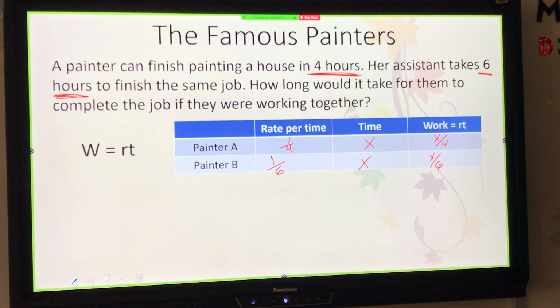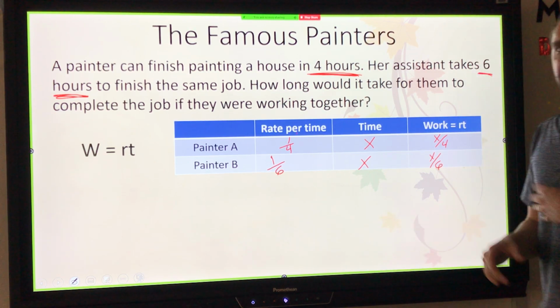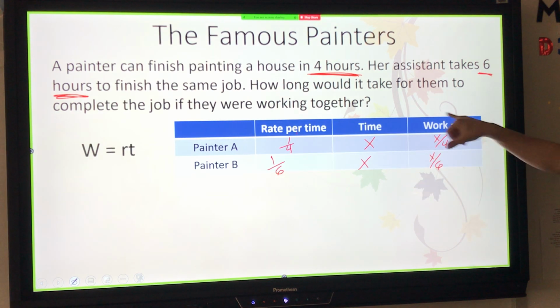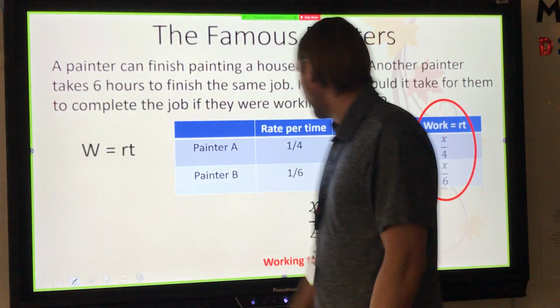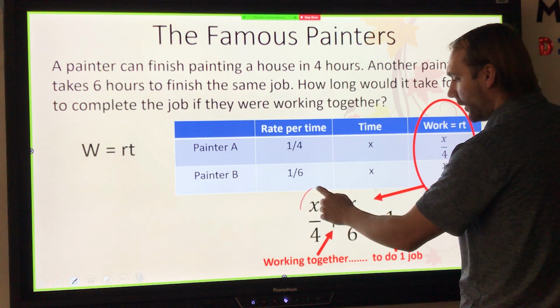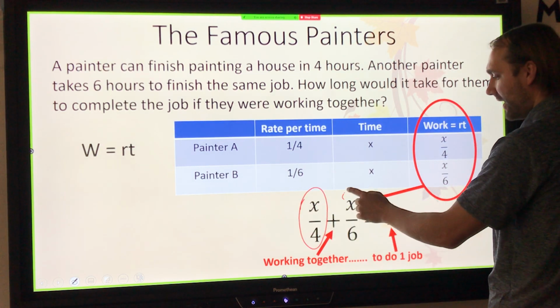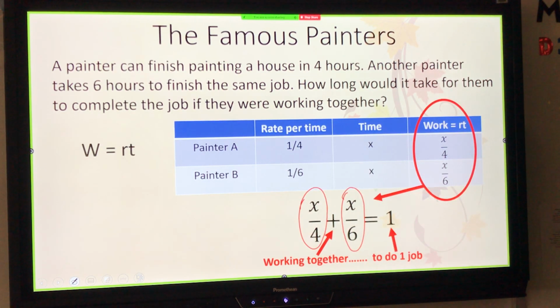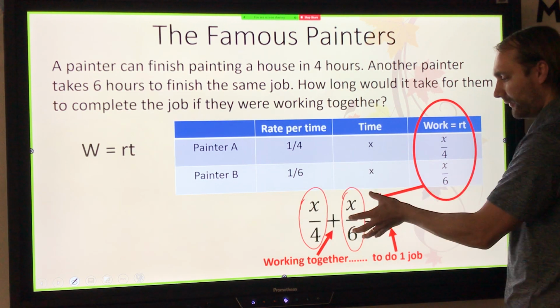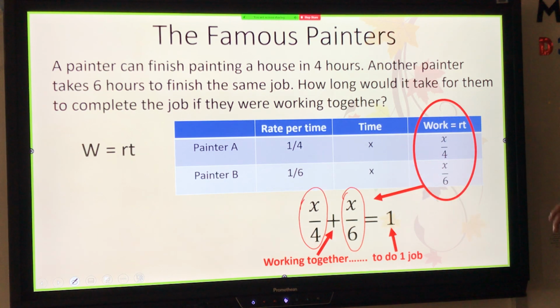Now, are they working together, or are they working against each other? Is one painting the house and the other one using paint remover? No, they're painting it together. So what would you think I would do with these numbers here? What does it mean in math, putting things together? Add. Very good. So, take these together and add them together. So I have my work rate with painter A. I'm going to add that. They're working together with my work rate of painter B, and they're doing one job. So this fraction plus this fraction equals a 1. Together they're going to do one house, right?